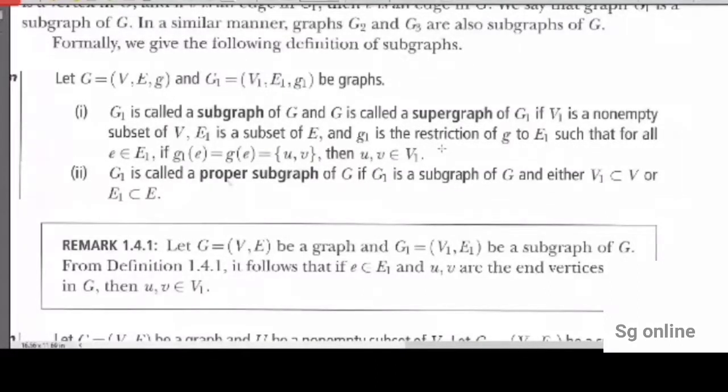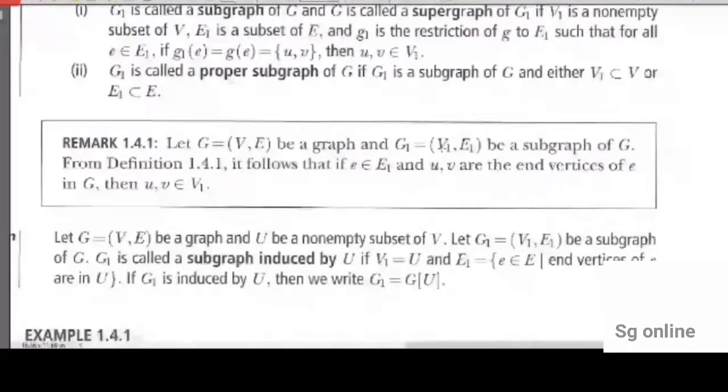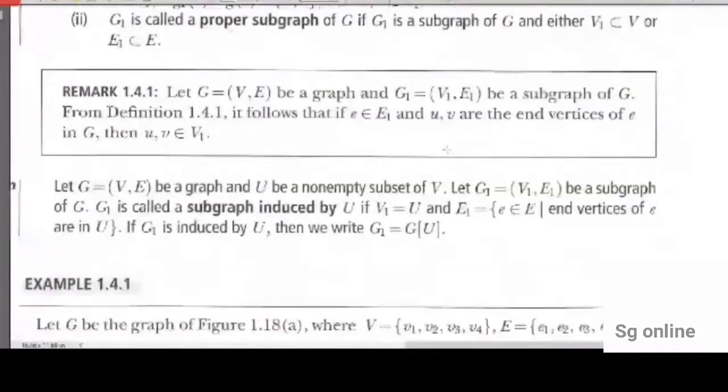And after this, look at the definition of induced subgraph. Here it is said that G be a graph and U be a non-empty subset of V. Let G1 equal to (V1, E1) be a subgraph of G, and then G1 is called a subgraph induced by U if V1 equals U, E1 equals the set of e belonging to E such that the vertices of e are in U. If G1 is induced by U, then we say that G1 is G[U].